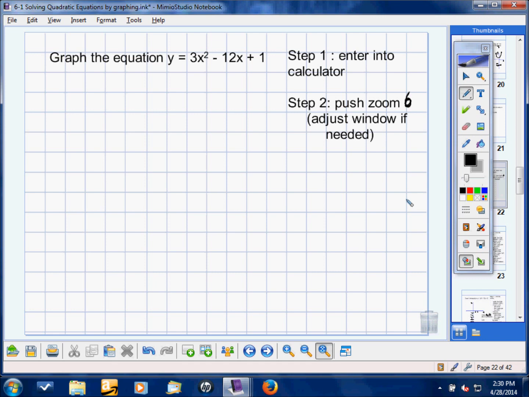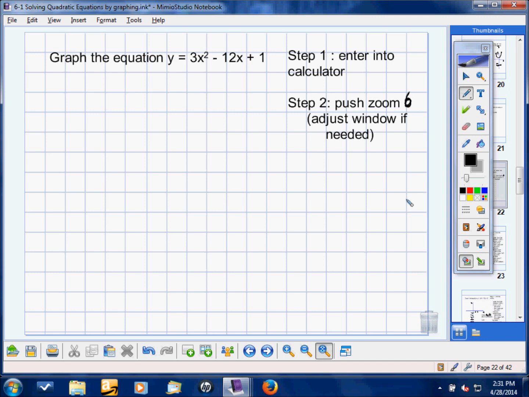Zoom 6. We're going to push Zoom 6, and when you do that, what do you notice? You're going to have a little missing piece on the bottom of your parabola. What did I do wrong? Let's make sure everybody's up with this. I plugged in 3x squared minus 12x plus 1. Now push Zoom 6, and watch, it quits. Invalid dimensions.